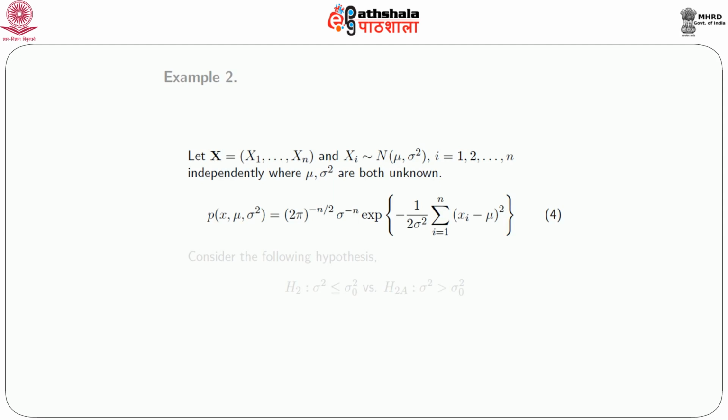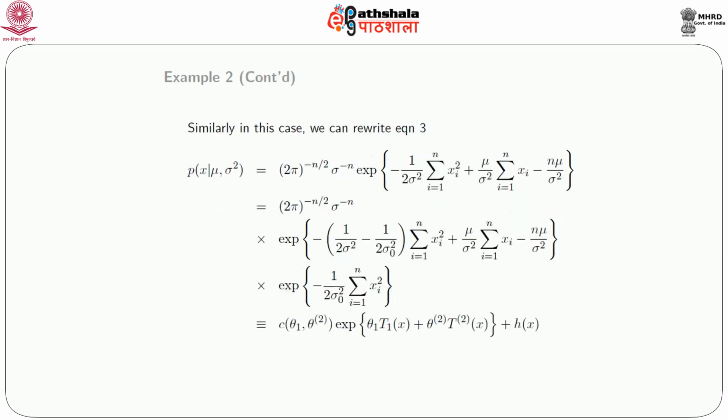We consider our second example. Let x1, x2, ..., xn be a random sample of size n from a normal (mu, sigma square) population where mu and sigma square are both unknown. We consider the following hypothesis: H2, sigma square less than or equal to sigma square naught, versus H2A, sigma square greater than sigma square naught.